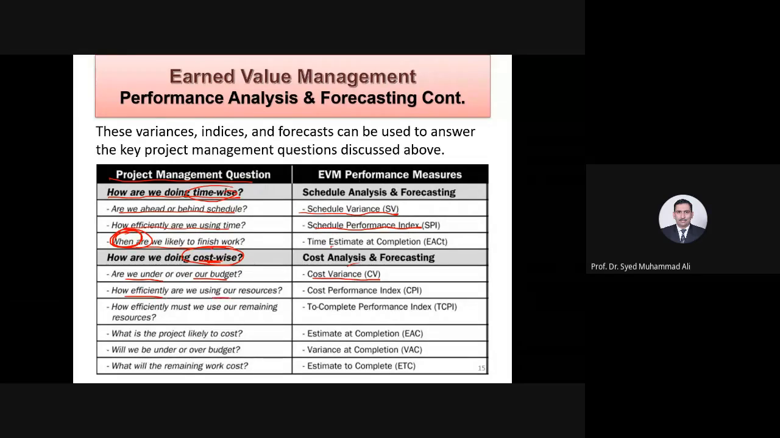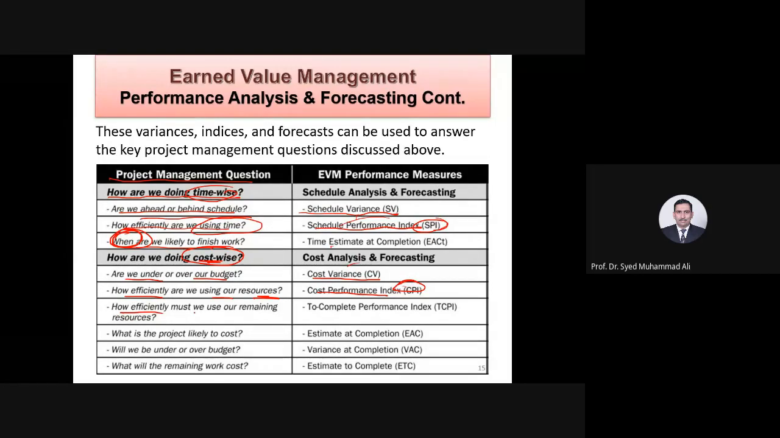How efficiently are we using our resources? Efficiency of utilization of resources. Cost performance index. This one was how efficiently we are using the time, schedule performance index, your time efficiency. This is your cost efficiency. Both can be different. Certain activities might have less cost impact, so their cost efficiency might not be an issue. But certain activities might be almost on time, but their cost implication is very high. So you may get a very high cost index value indicator.